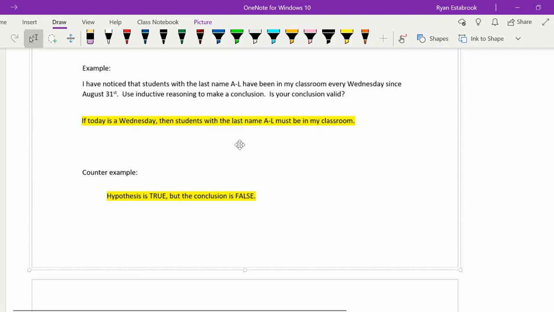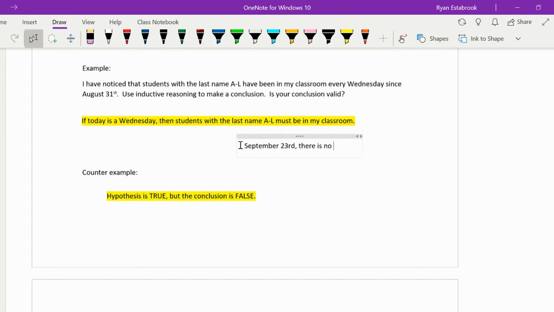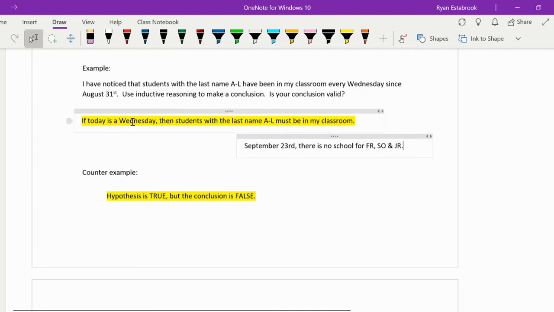If I look at the schedule going forward, I'll see that on September 23rd, there is no school for freshmen, sophomores, and juniors. There's another day in October where that's true as well. So here's my counterexample. September 23rd is a Wednesday, so it's true for this part, but the conclusion is false. There are not students A through L in my classroom.